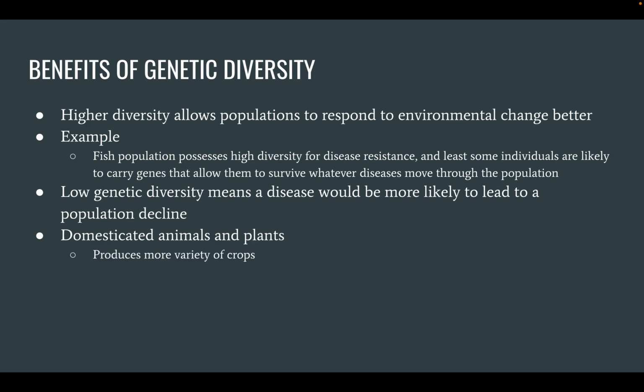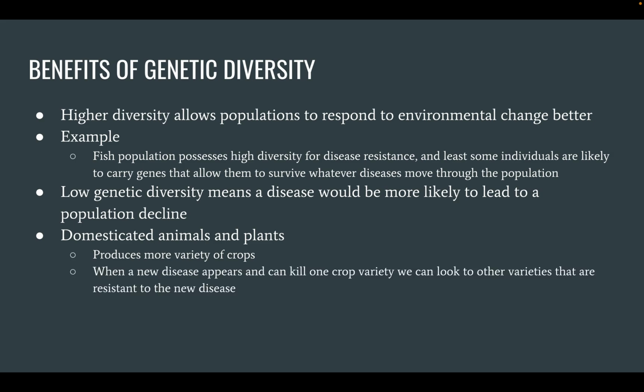So having more genetic diversity, producing a more variety of crops, tends to be healthier because if a new disease appears, it only tends to kill one crop variety, or even just a couple crop varieties. We would still have other varieties that are resistant to the new disease, and thus we can still produce food to sustain our population. But unfortunately, many of those varieties are being lost in time as we just focus on smaller and smaller amounts of specific species.